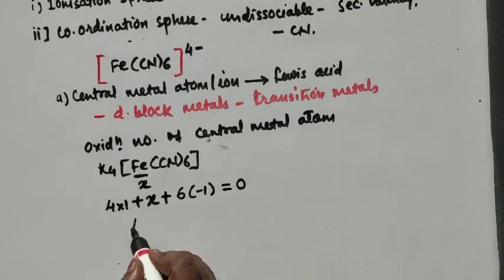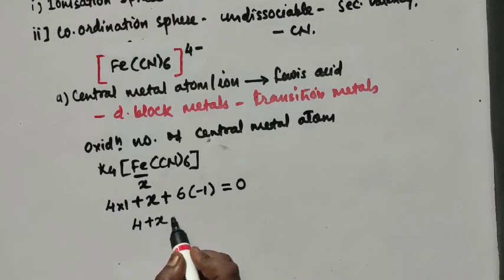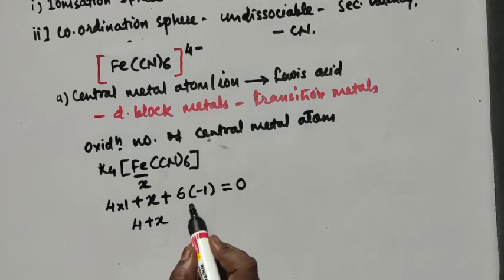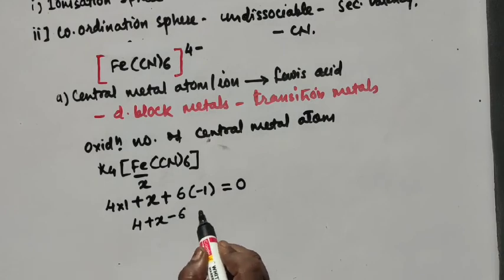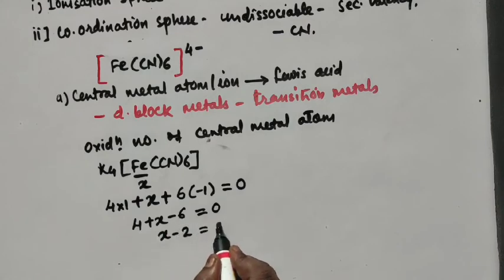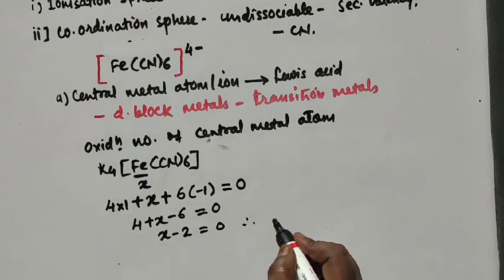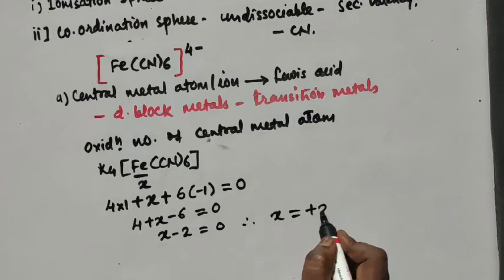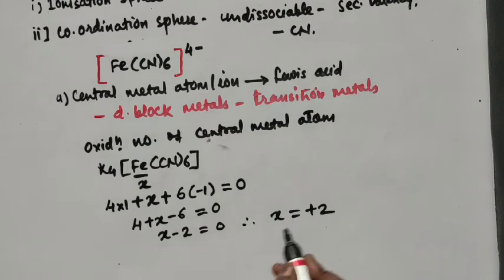Then it is 4 plus X. Now 6 ones are 6, but it is a -6, equal to 0. So actually it is X - 2 + 4 - 6 - 2 equal to 0, and hence X is equal to +2. So the oxidation number on Fe is +2.